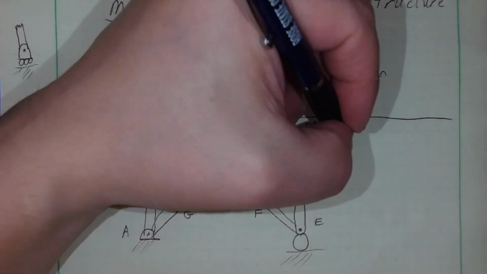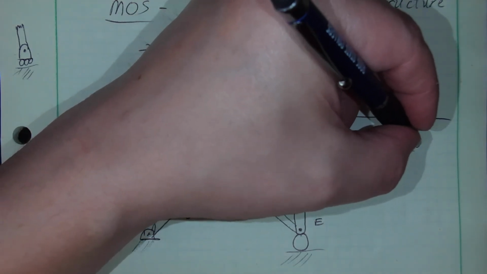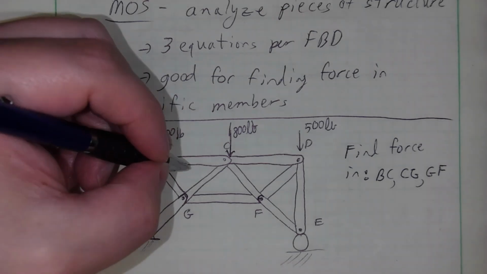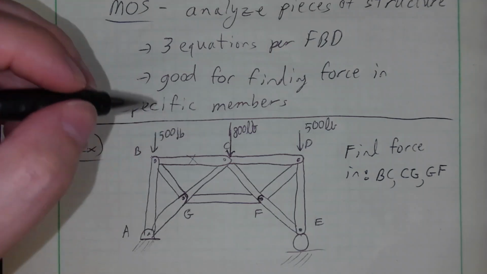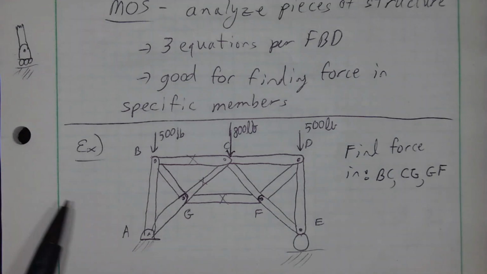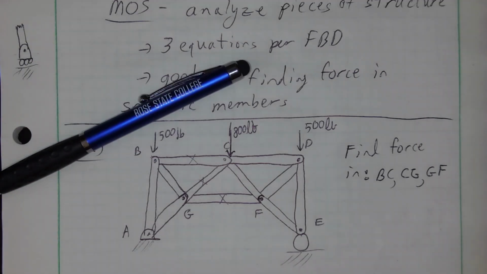And the problem wants us to find the force in members, and it only wants 3. It wants to know in BC, CG, and GF. Now what I like to do is highlight or put an X on those, or somehow indicate where those are, because then it'll make it real obvious that I need to draw a cut through that. So that's a preference. That's a little pro tip, if you will, that I like to use.